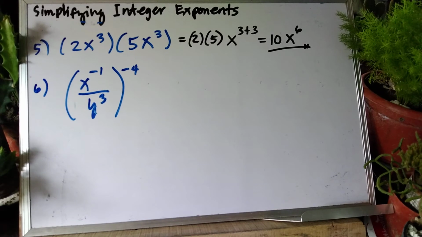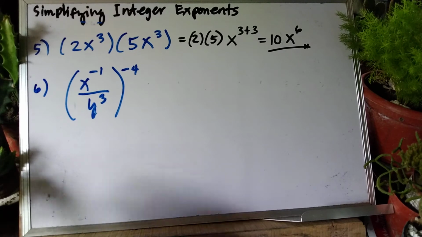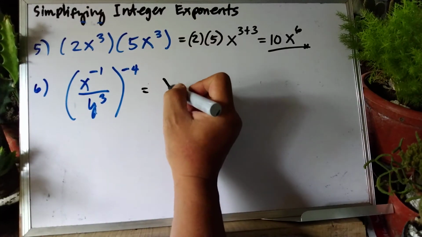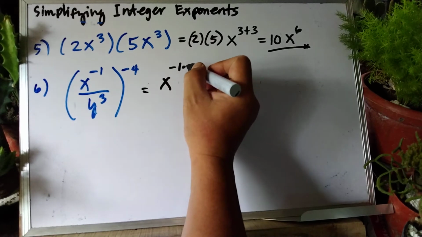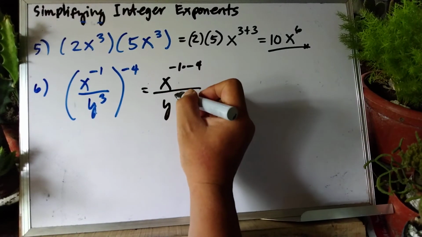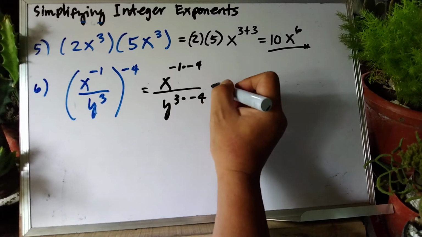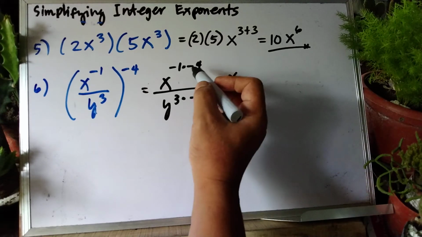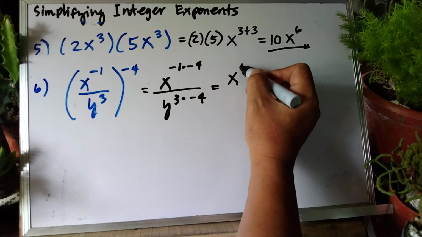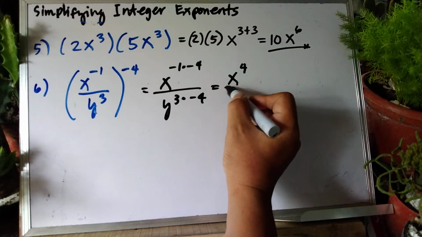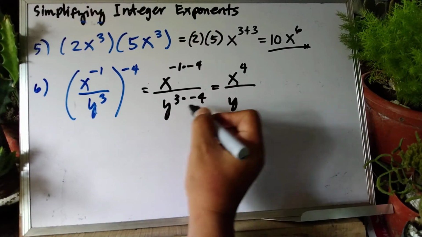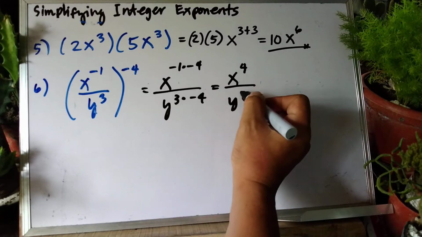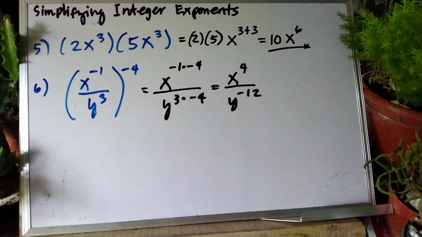Okay, this is the power of a quotient. You simply distribute the exponent, no, nga na raise. So, here, you could have x negative 1 times negative 4 over y 3 times negative 4. So, what is your answer? You copy x. What is negative 1 times negative 4? You have 4. Over y, 3 times negative 4, you have negative 12. Okay. Now, the exponent of y is negative 12.